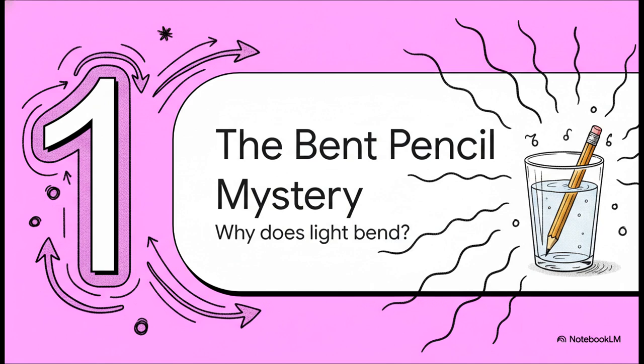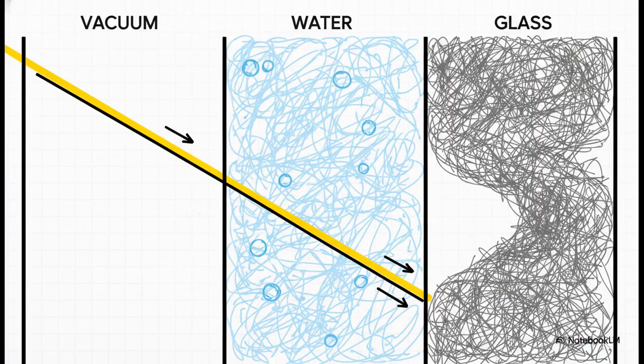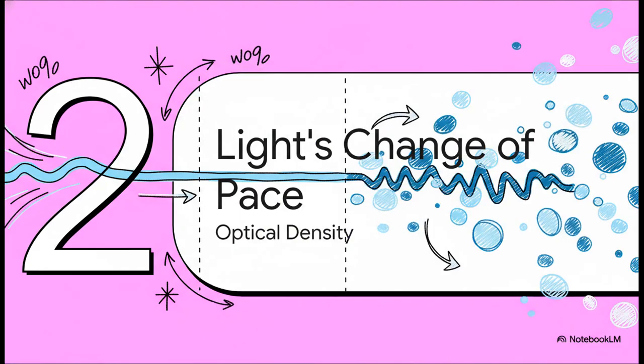All right, first things first. Let's solve this mystery once and for all. That bending you see, it isn't just an illusion in your brain. It's a real physical thing that's happening to the light itself. So, here's the number one reason, the big secret. The speed of light isn't always the same. Sure, it travels at its absolute fastest in a vacuum, but the moment it enters something like water or glass, it slows down. And it's that sudden change in speed that forces the light ray to pivot, to actually change its direction.